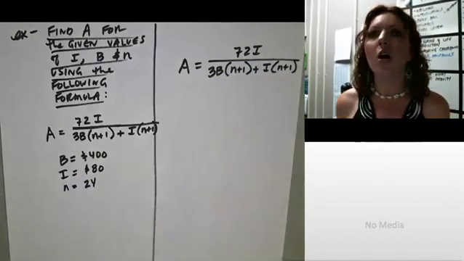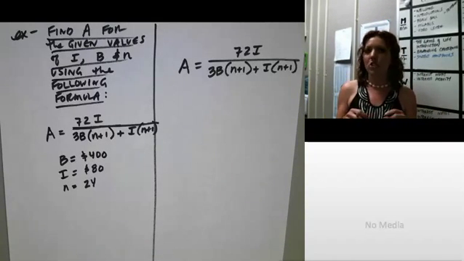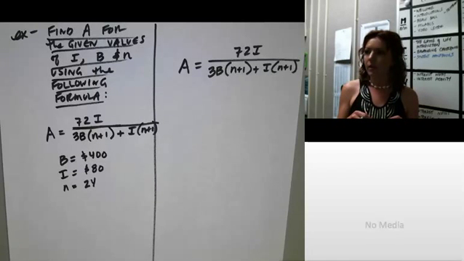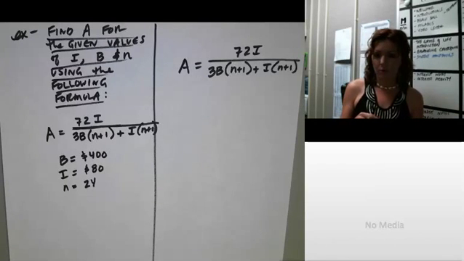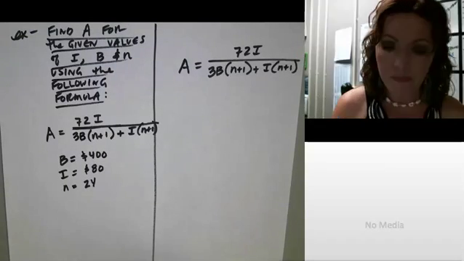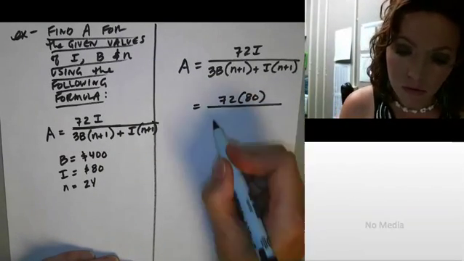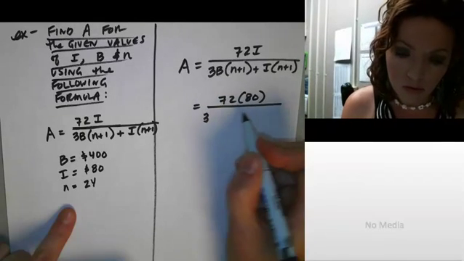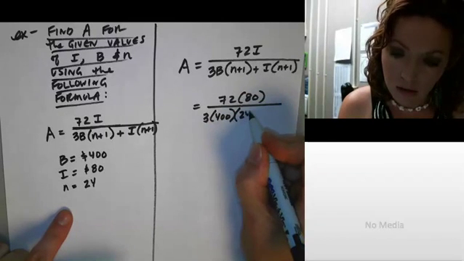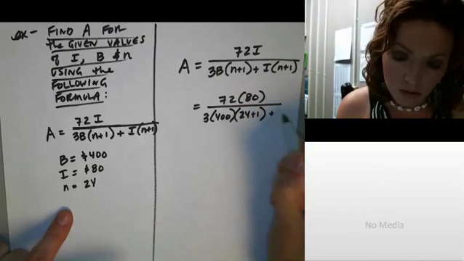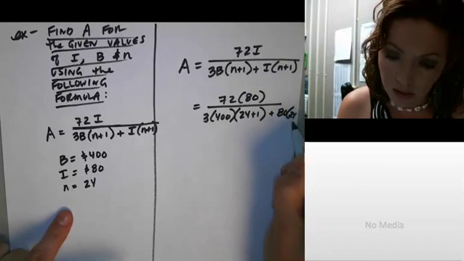Okay, so who can start me out here? What am I doing in this problem? Jade. 24 for n. Okay. Yes. And then you fill in variables, so 72. Good. And then 3 times 400. Good. Parentheses, 24 plus 1. And then plus 80. Parentheses, I meant 24 plus 1. Good.